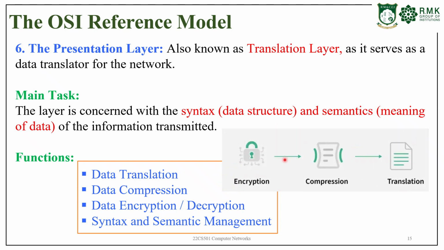Here we can see it performs the encryption, compresses the data during the transmission, and then it gets translated and reaches the receiver's end. The best example you can take over here is WhatsApp, the end-to-end compression. You will observe the end-to-end compression whenever you transmit the data. The similar functionality is taken care of by the presentation layer.